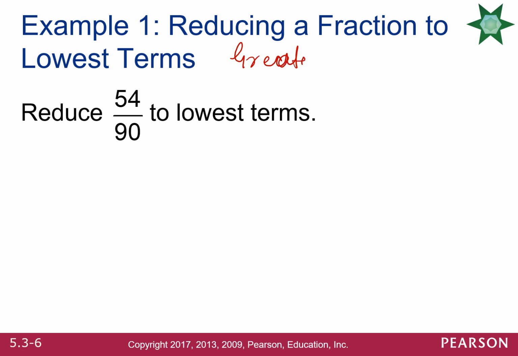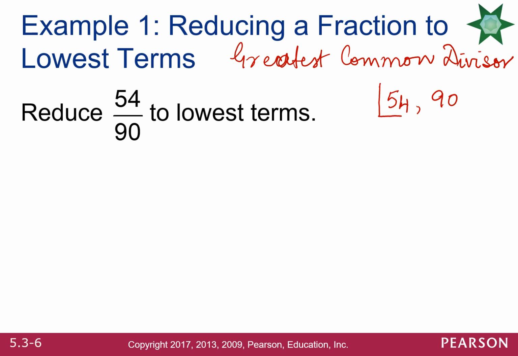Greatest common divisor, but we have to know how to find the greatest common divisor. So let me teach you a way of doing that. Take your two values, 54 and 90. We write these two values, and then think of the smallest number that will divide both 54 and 90. Both are even numbers, so we know that they will be divisible by 2 at least, correct?